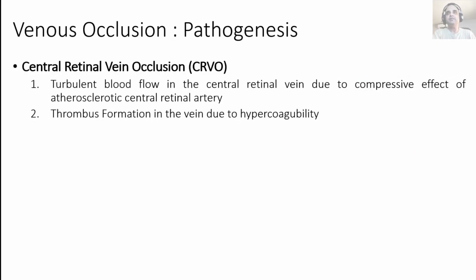So this is the pathogenesis in central retinal vein occlusion. Sorry, we decided that it's an expanding artery that causes the occlusion, and that is because an expanding or an atherosclerotic central retinal artery will cause turbulence of blood flow in the central retinal vein, and that would cause an obstruction or formation of a thrombus. A thrombus formation in the vein can also happen directly because of hypercoagulability.